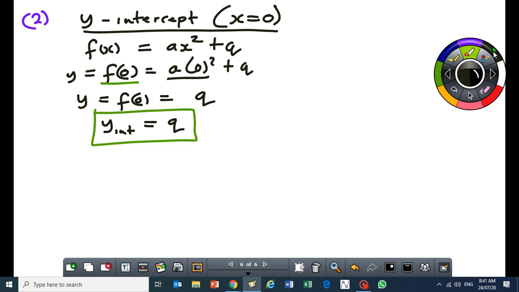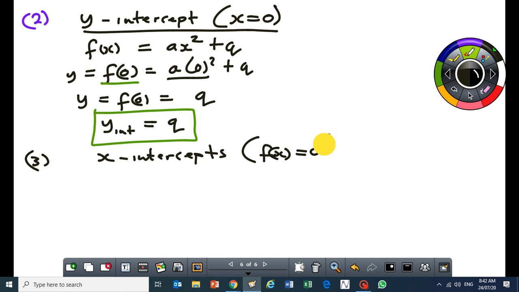So I've discussed the shape. I've discussed now the y-intercept. Now I need to move on to the x-intercepts. Number 3, the x-intercepts. I'm using the plural word intercepts because it will have a maximum of 2. Here, f of x will be equal to 0, or we can write y will be equal to 0. That's the same thing.